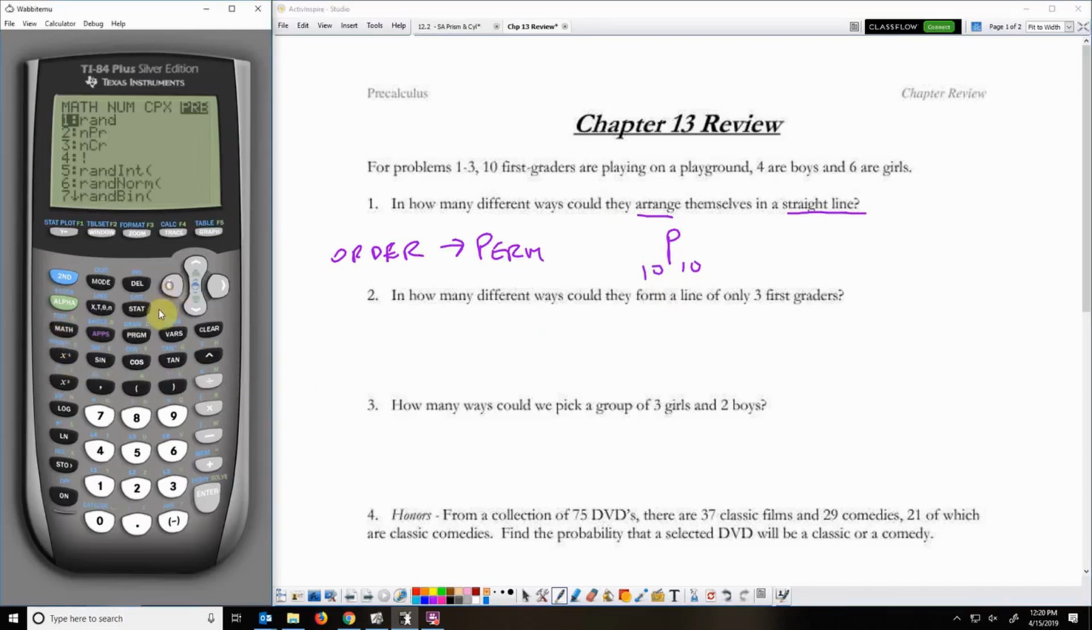So math, probability, option 2. And I should have put a 10 in first. So 10, math, probability, option 2, 10. 10P10. So that's 3,628,800 ways.